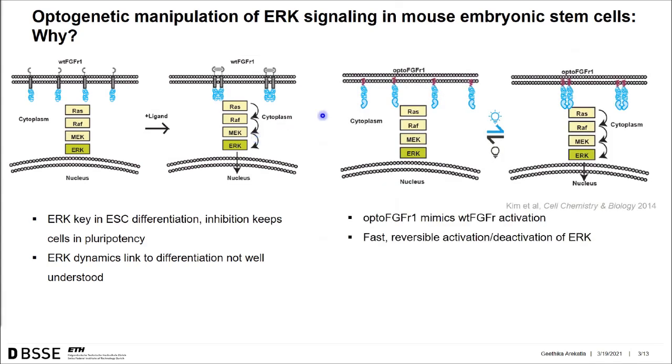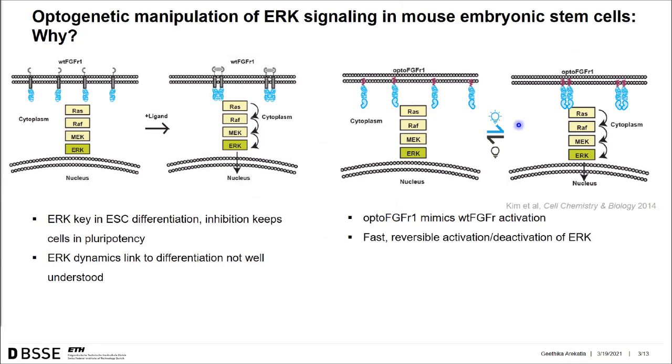So what we did was we introduced this optogenetic version of the FGF receptor where we removed the extracellular part, but instead linked the intracellular part with a blue light responsive protein. So that when you switch on blue light, you actually trigger the dimerization of the FGF receptor, similar to if you have added a ligand, except now you're activating the cascade with blue light, so you have much more temporal precision over ERK dynamics.